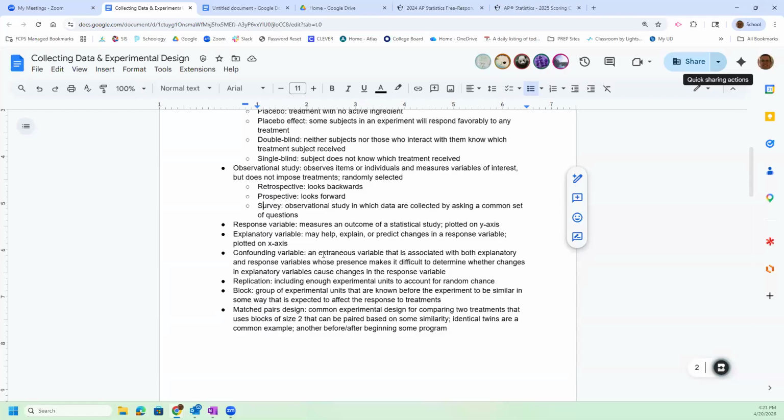Okay, here's what a confounding variable is. A confounding variable is something that is often going to be tied to both the explanatory and the response, but sometimes we can't control for it. So, for example, let's say I was introducing to you a new way to work out that was going to improve your cardiovascular conditioning so that you could run longer.